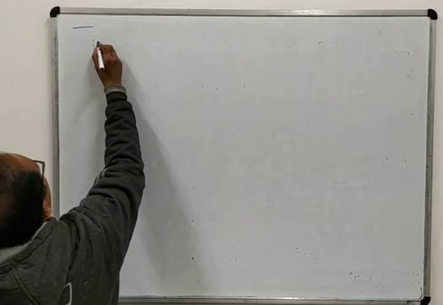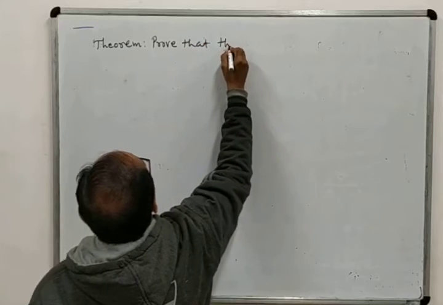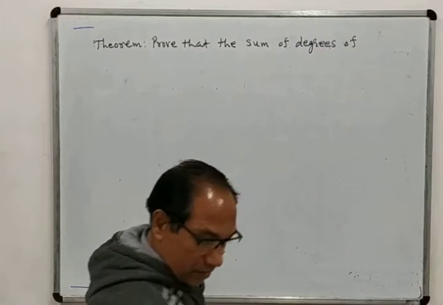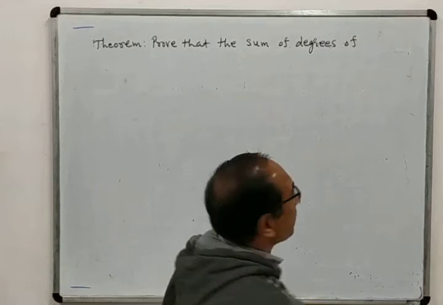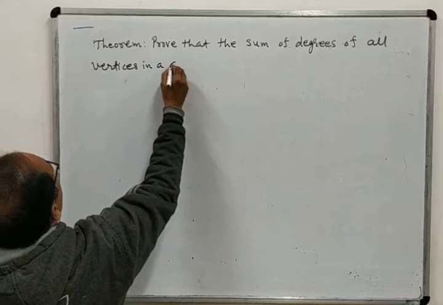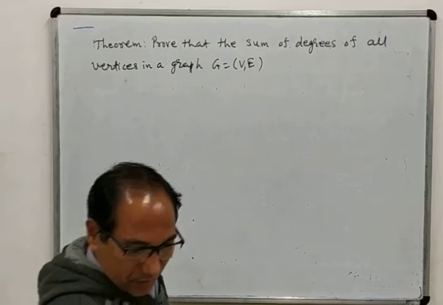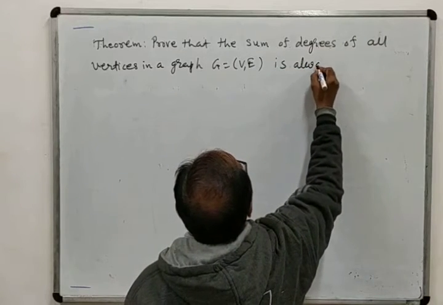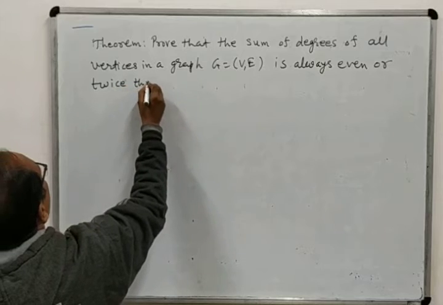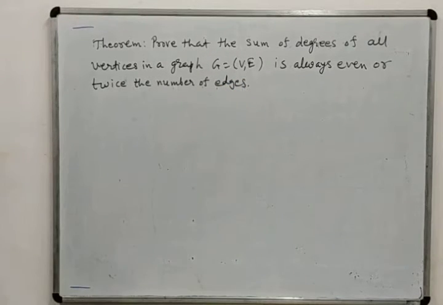Theorem: prove that the sum of degrees of all vertices in a graph G = (V, E) is always even, or twice the number of edges.